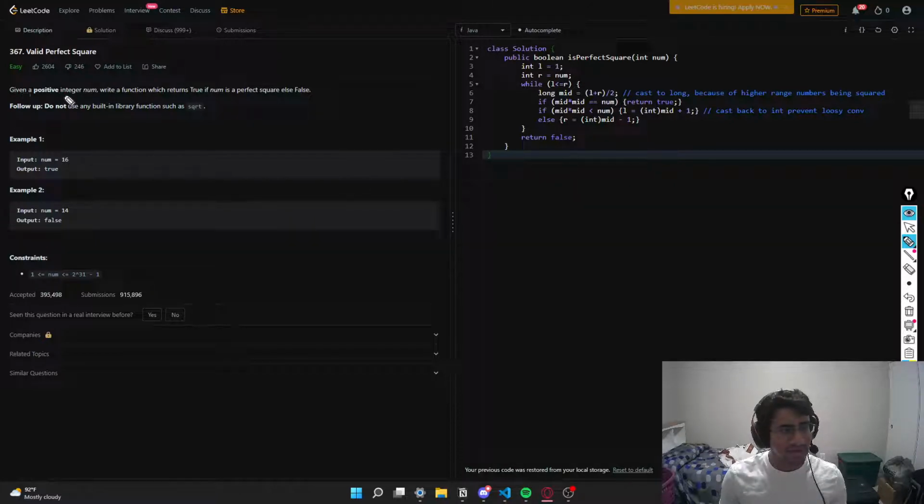So, given a positive integer num, write a function which returns true if num is a perfect square, else false. Do not use any built-in library.